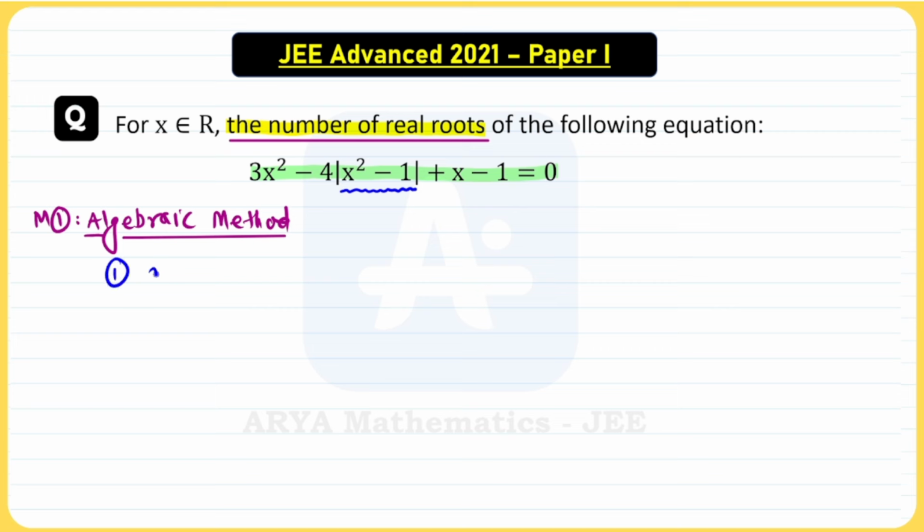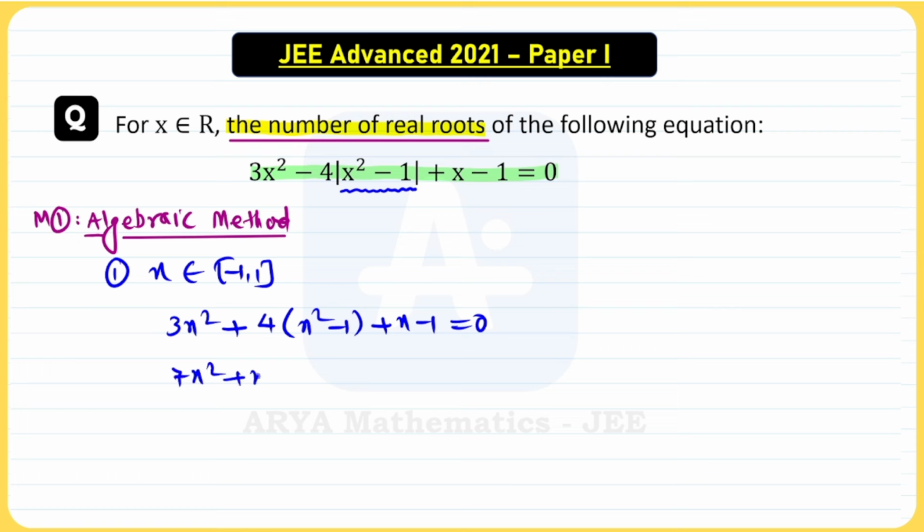If you consider the first case, when x is between minus 1 and 1, then x square will be less than 1 and x square minus 1 will be negative. So we'll open the modulus sign with a minus sign. The quadratic equation that you will get is 3x square plus 4 into (x square minus 1) plus x minus 1 equals 0. So from here you will get 7x square plus x minus 5 equals 0. Now we need to solve this using the quadratic formula.